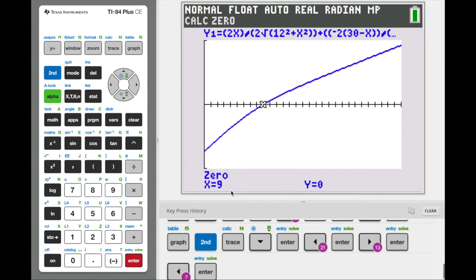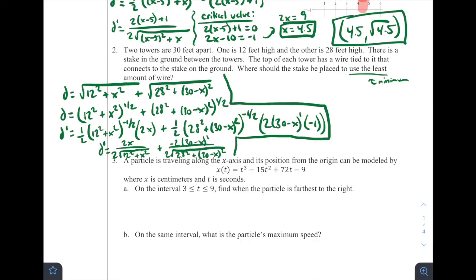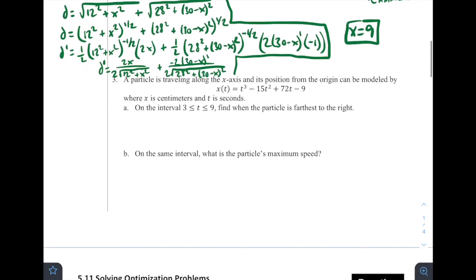Let's go back to our main problem. All right, so using our calculator, we just saw that the best place to place this wire is going to be at x equals 9. So 9 feet from the 12-foot high tower is going to cause us to have the minimum amount of wire used. Let's go on to number 3.